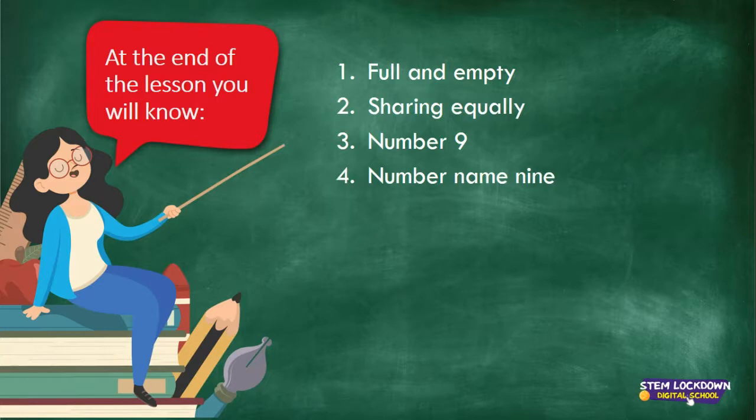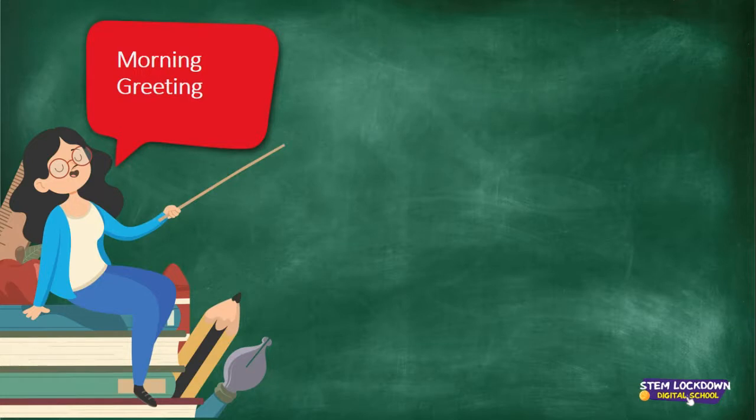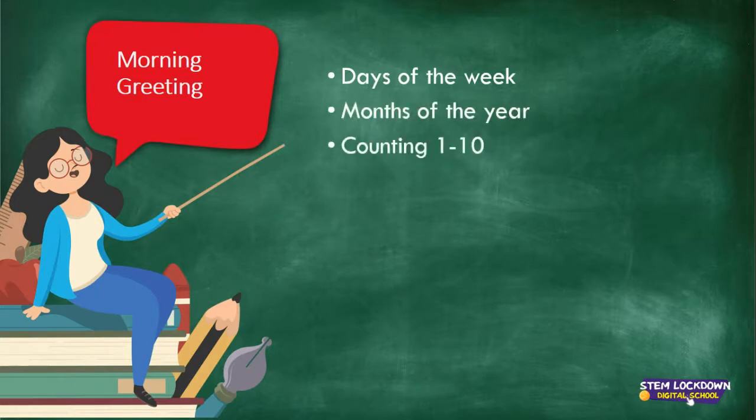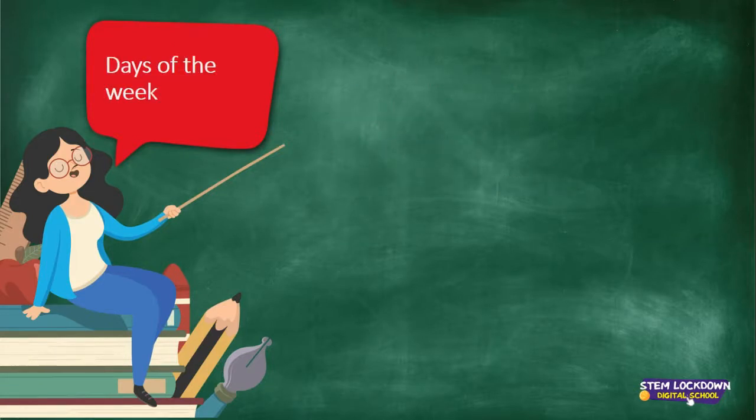Can you remember what number we learnt about yesterday? I'll give you a clue. It's the number that comes before 9. 8. Good. Yesterday we learnt about the number 8. And today we're going to learn about the number 9. Good. All right, so let's get started with our morning greeting, as you all know. We're going to revise the days of the week, the months of the year, our counting, and counting backwards from 10.